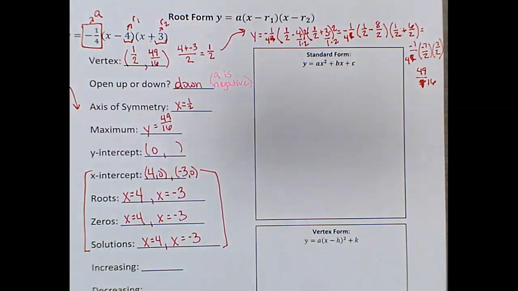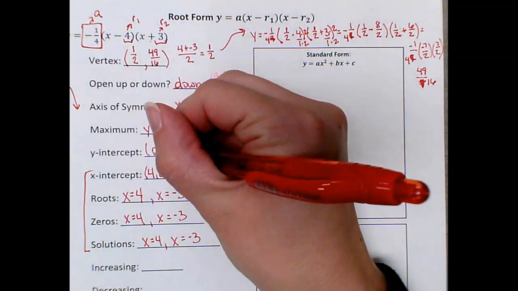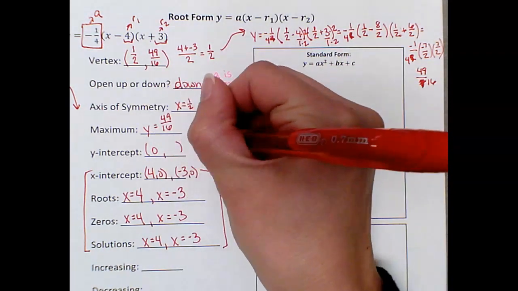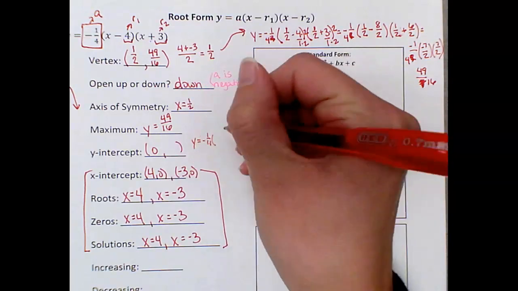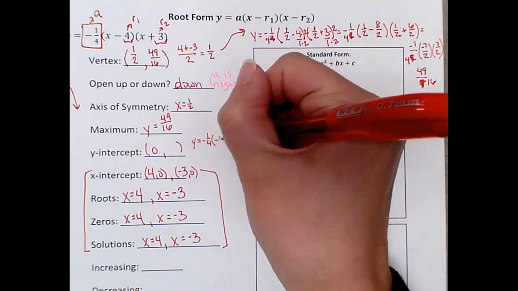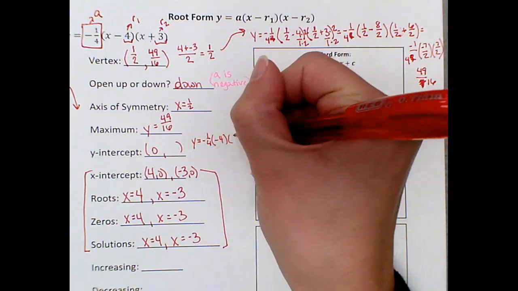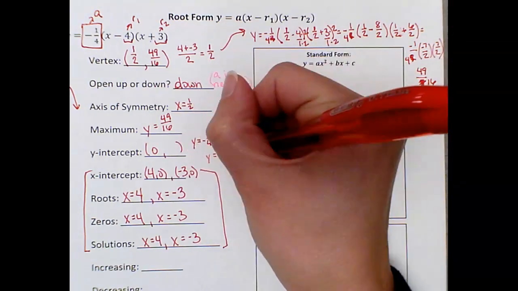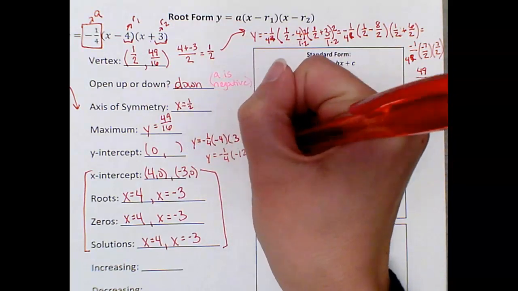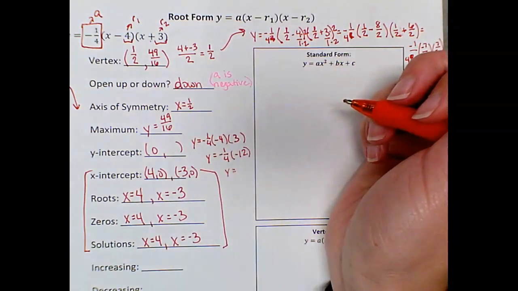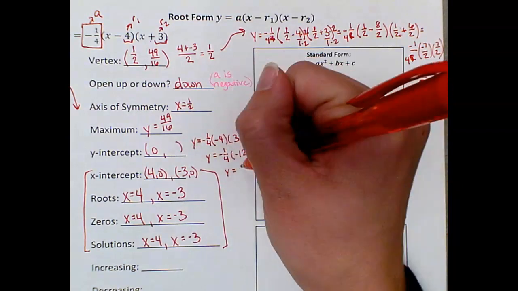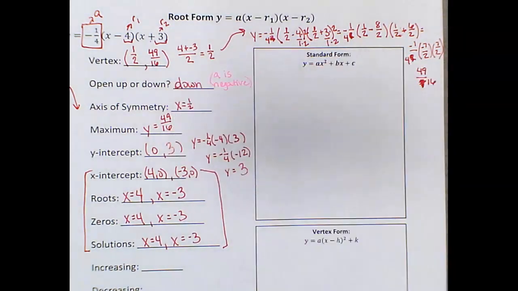Now I also asked you to find the y-intercept, so I kind of started it. The y-intercept is located where x is 0, so how do I find the y value for the y-intercept? I take 0 and I substitute it for x. So y equals -1/4 times 0 minus 4, that's -4. 0 plus 3, that's 3. So y equals -1/4 times -12. And negative times negative is a positive. And 1/4 of 12 is 3. So there is my y-intercept.